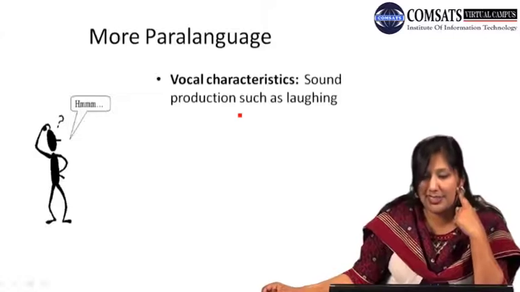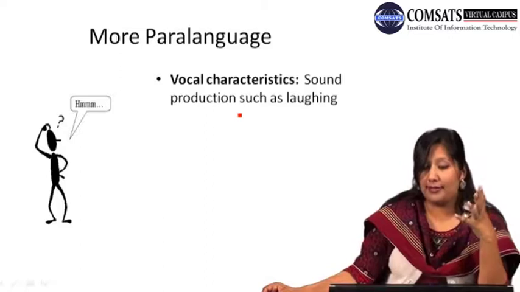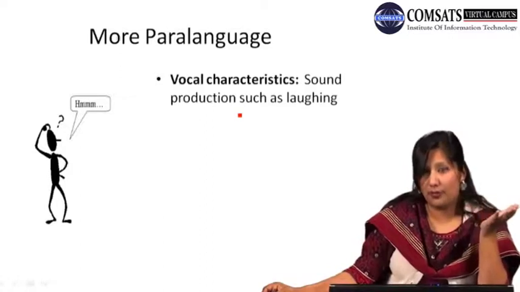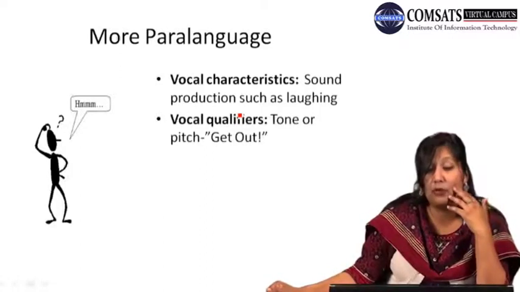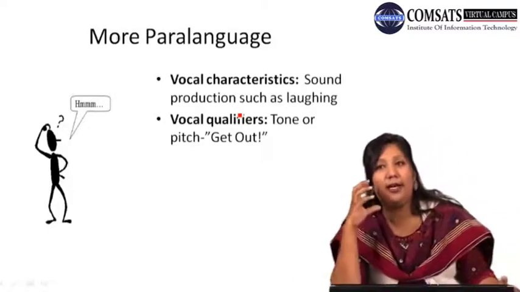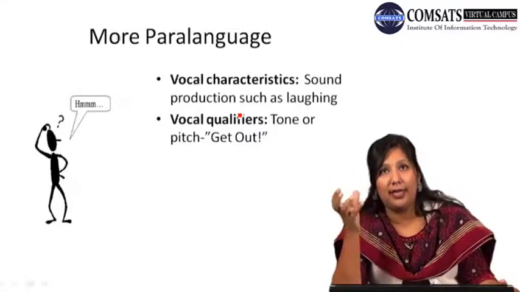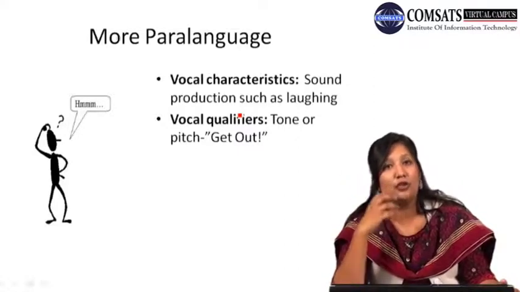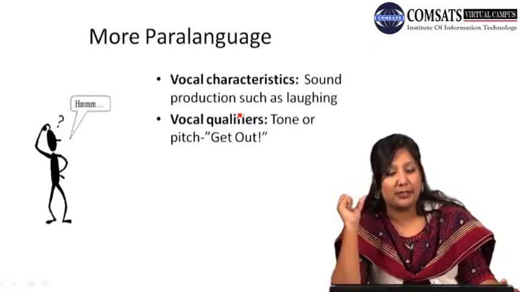Vocal characteristics: sound productions such as laughing. Ha ha ha ha, a sound like this. This is a vocal characteristic of paralanguage. There are some vocal qualifiers as well, things that qualify and enhance your vocal quality, your speech.